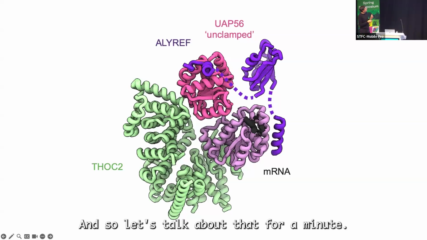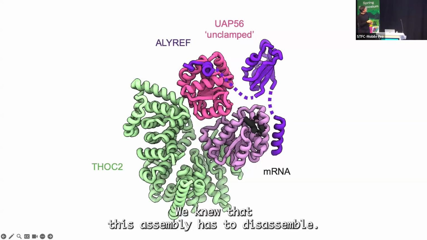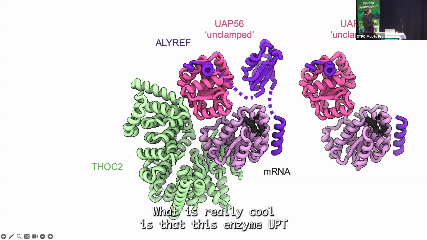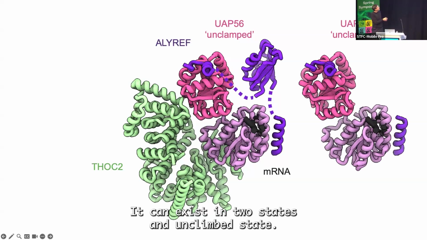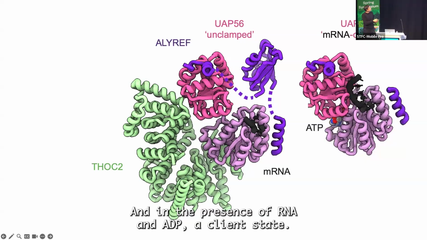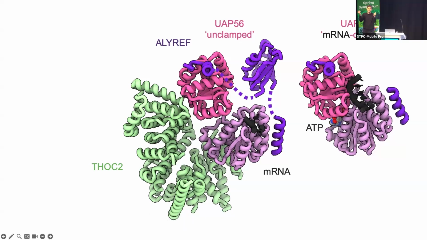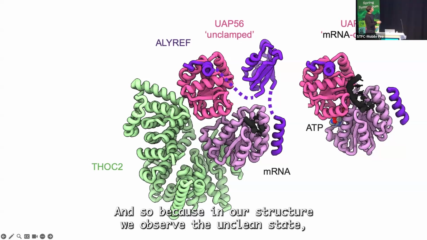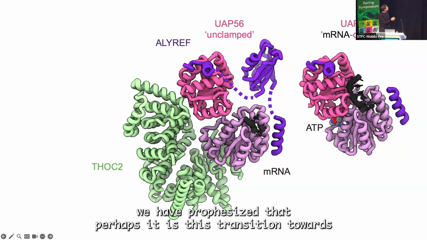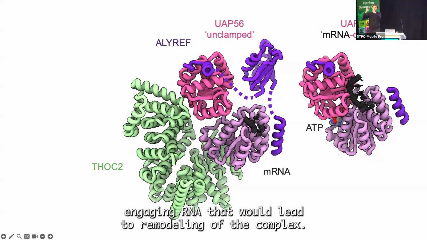Let's talk about that for a minute. We knew that this assembly has to disassemble, but how would it do this? What is really cool is that this enzyme, UAP56, is a member of the so-called DExD box ATPases. It can exist in 2 states, an unclamped state, and in the presence of RNA and ATP, a clamped state. You can think of this as a molecular switch. Because in our structure we observe the unclamped state, we hypothesized that perhaps it is this transition towards engaging RNA that would lead to remodeling of the complex.